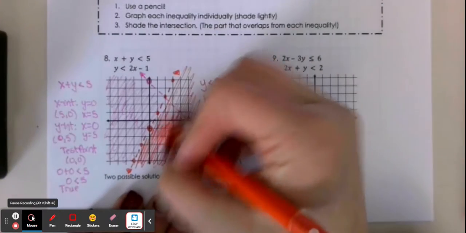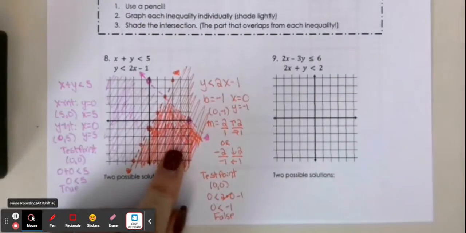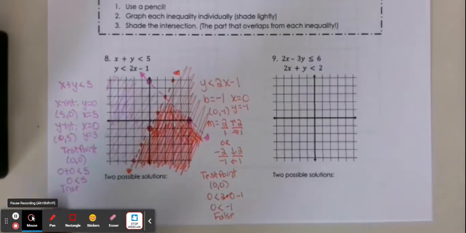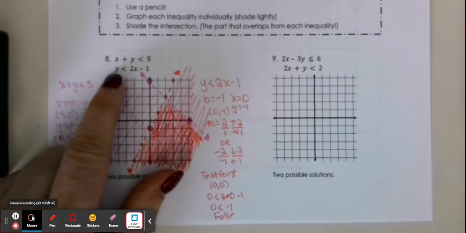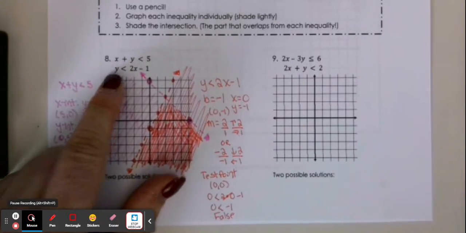So hopefully you can see, I'm going to really color this area in as dark as possible. These are the solutions that meet both this inequality and that inequality.